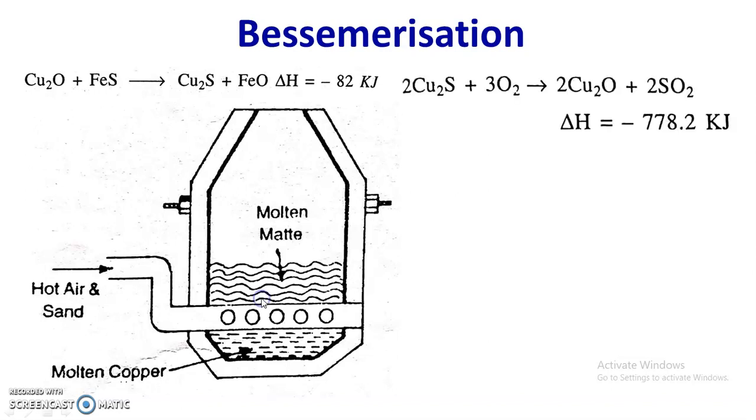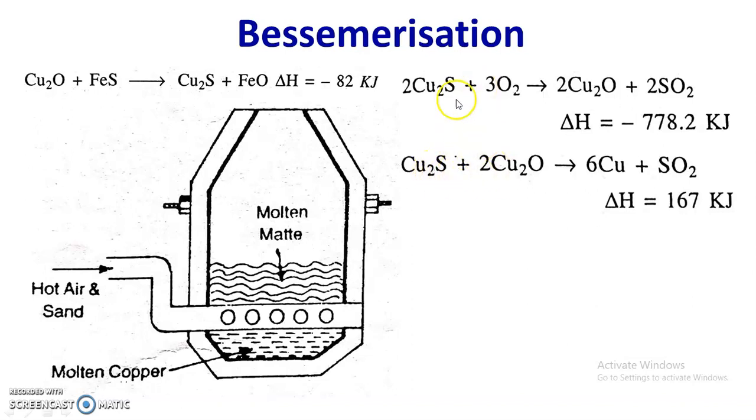The reactions involved are as follows. The cuprous sulfide first of all combines with oxygen and there is a formation of cuprous oxide. This reaction is also exothermic. Now the remaining cuprous sulfide reacts with cuprous oxide and there is a formation of copper. There is a reduction of cuprous oxide to copper and there is an evolution of SO2 gas.